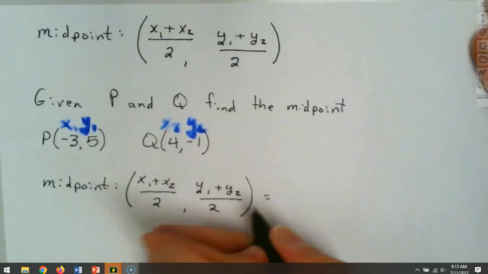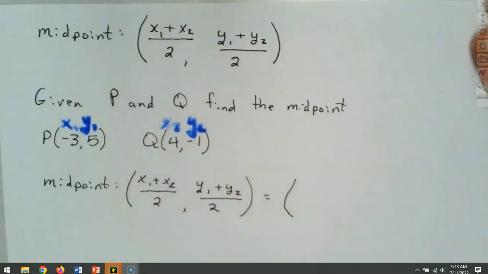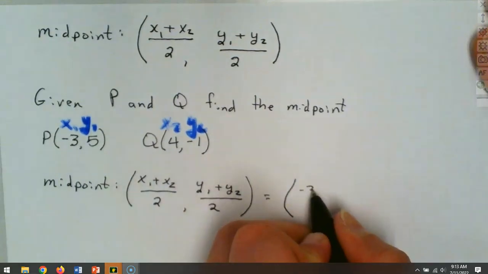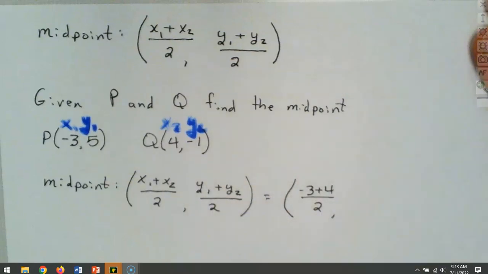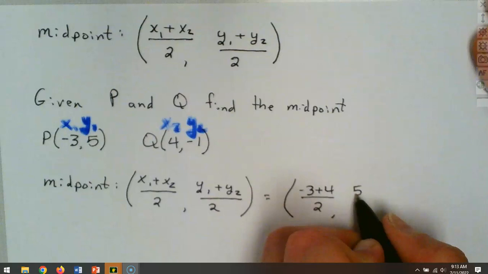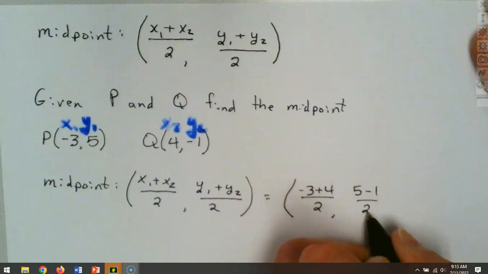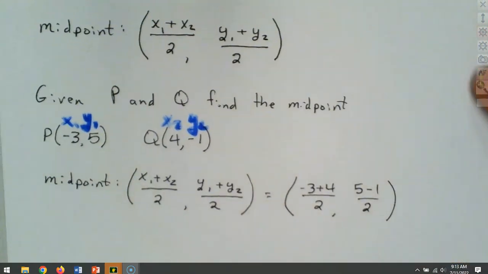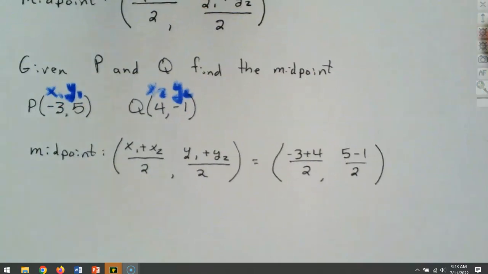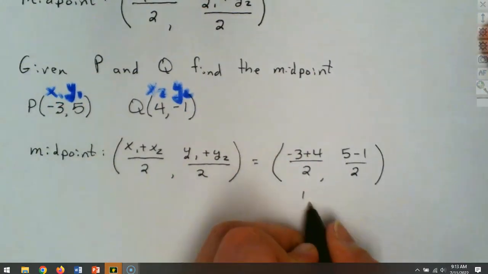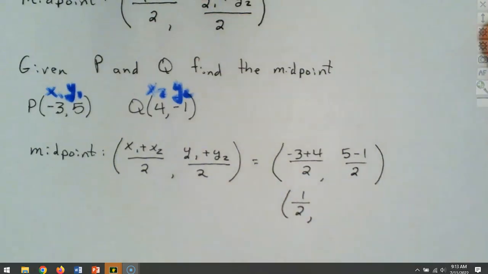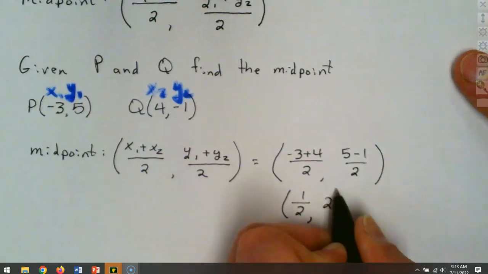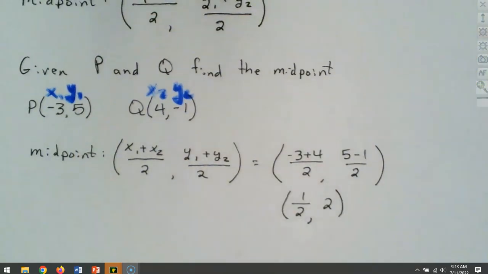We fill it in, and we get minus 3 plus 4 over 2. And we get 5 minus 1 over 2. We just combine minus 3 plus 4, well, that's a 1 over 2, so that's a half there. And 5 minus 1 is a 4. 4 divided by 2 is a 2. So that is going to be your midpoint.